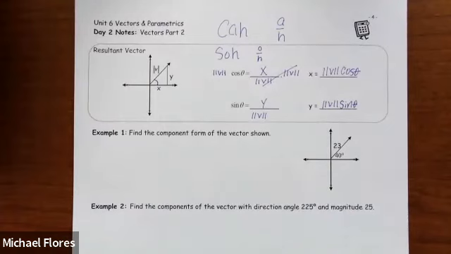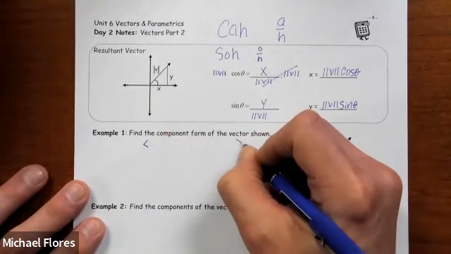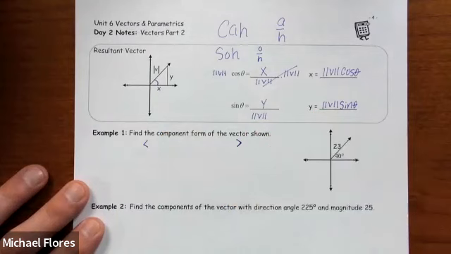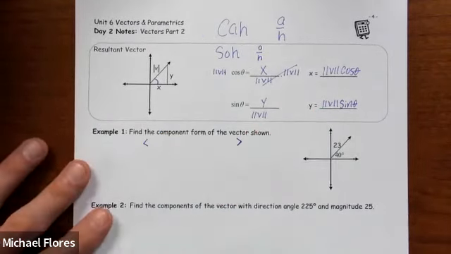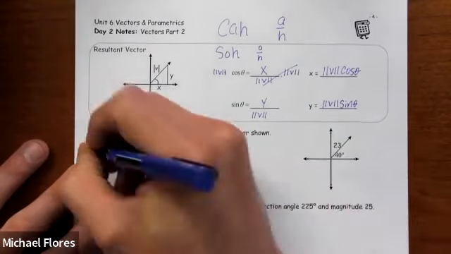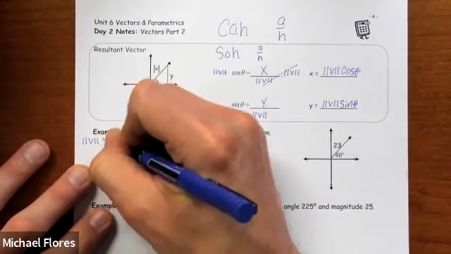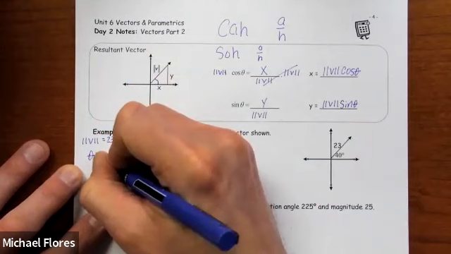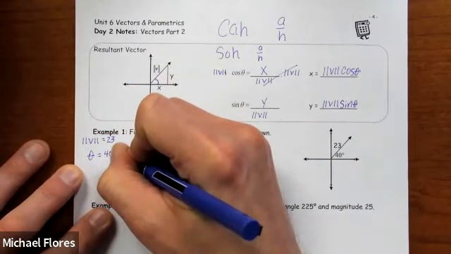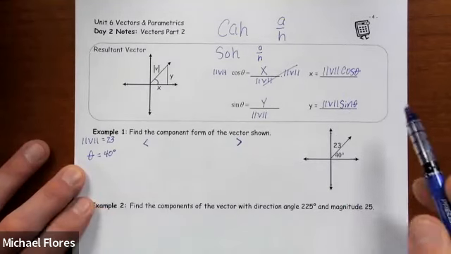So example 1, they want us to find the component form of the vector shown. So I'm going to start by drawing my little symbols there that stand for component vector. Okay, so our magnitude is 23. And angle theta is 40 degrees. Okay, so now we're just going to follow this pattern up here that we just wrote down for cosine and sine.